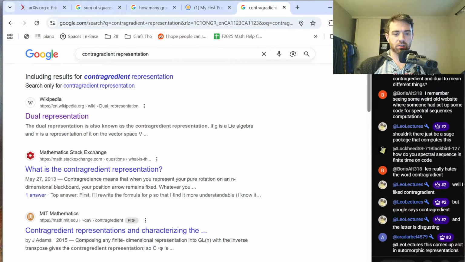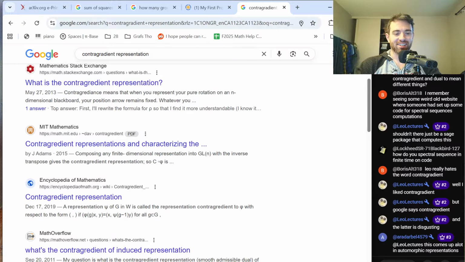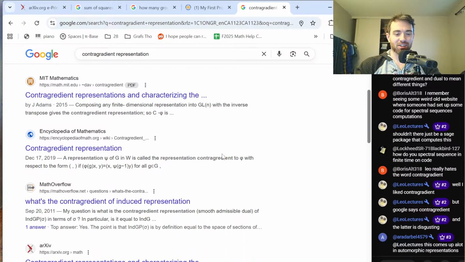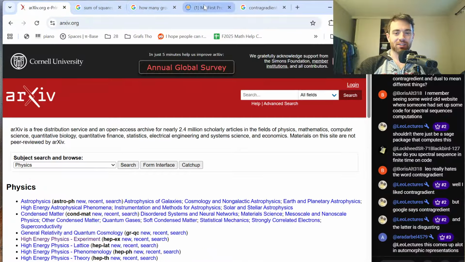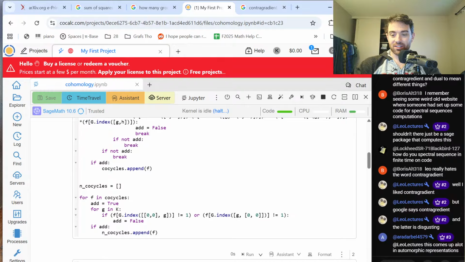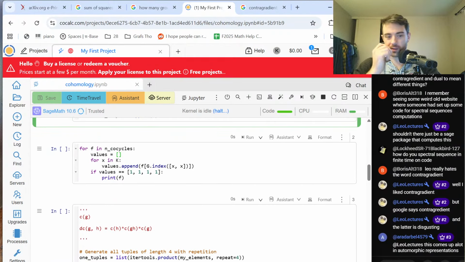Contragradient, huh? Wow. I can't believe I never noticed that. I just said contragradient all the time. I've read this word a million times in my own work. Crazy how I never noticed that.